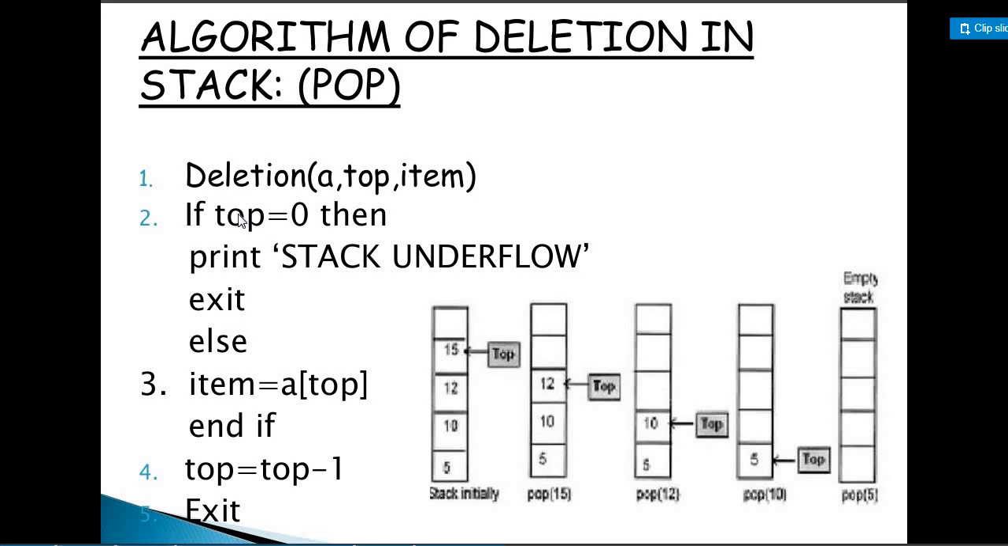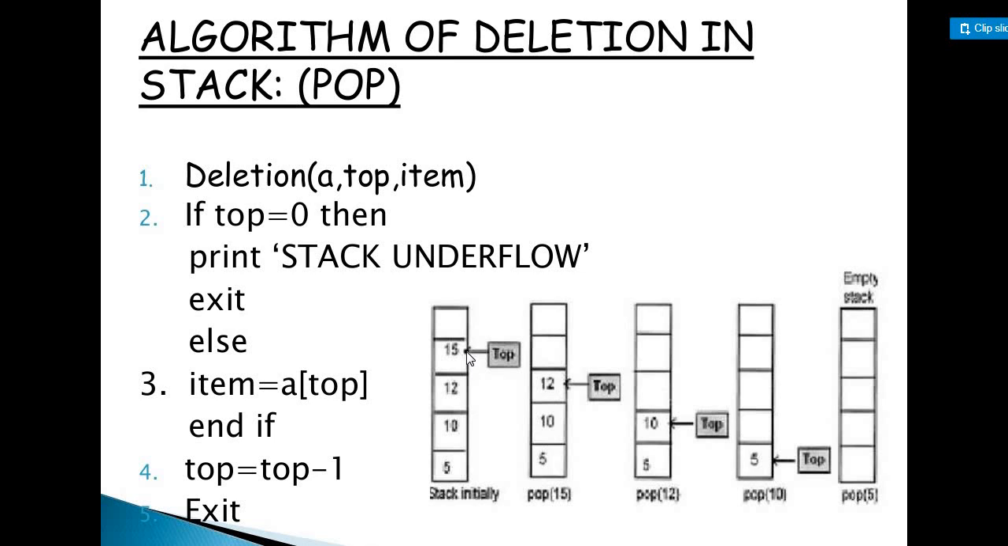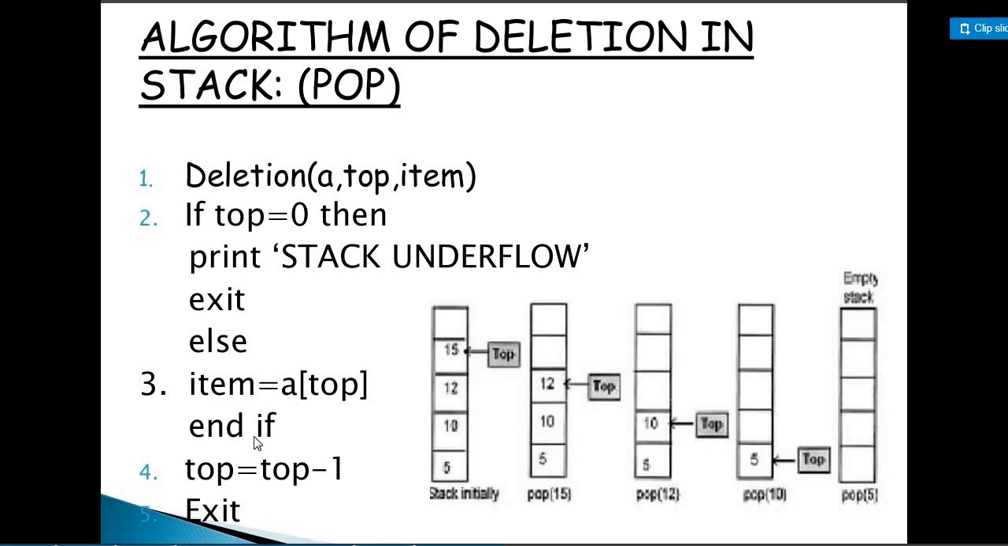So step number 2, you have to check if top is equal to 0. If it is 0, then deletion is not possible. After that, if elements are there, you have to check the top position. So you always delete the top element here. So here the top element is 15. After deleting the top element, you have to set the position of the top to top -1 here. So item is equal to A[top], then we stop there, and then you set top to top -1. So here earlier it was 4, it will be top -1, then it will become 4 -1, this is 3.